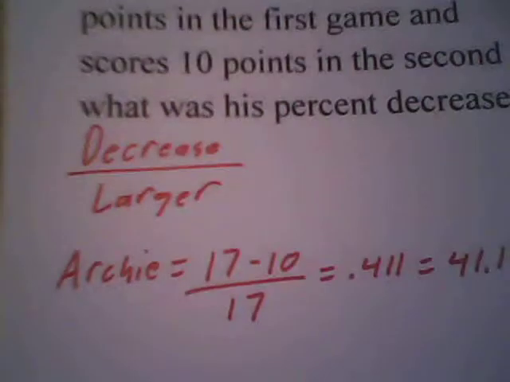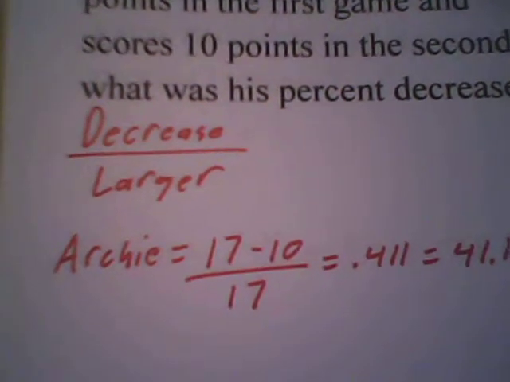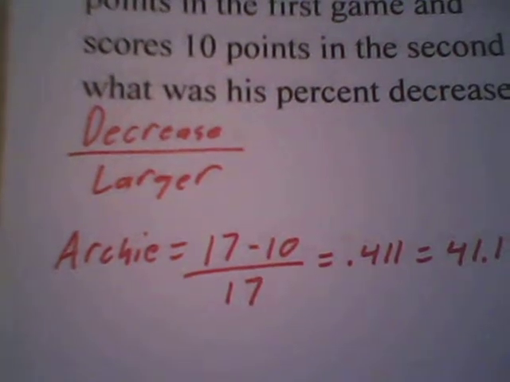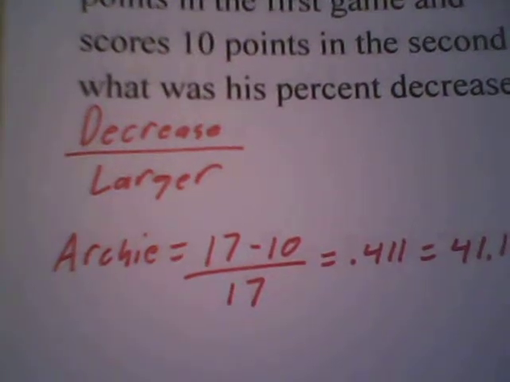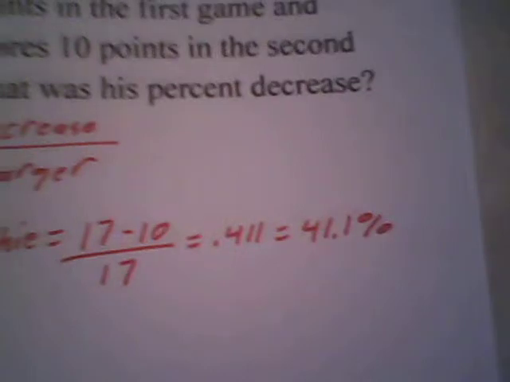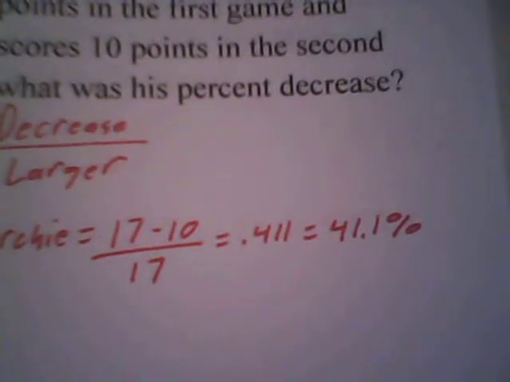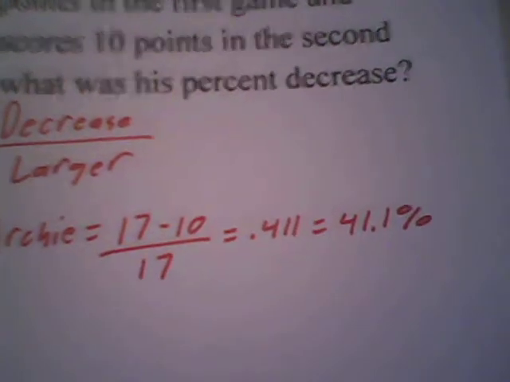So Archie had 17 points in his first game and 10 points in his second. So 17 minus 10 left us with 7. 7 over the larger number 17 leaves 0.411, or 41.1%. Hope this helps clarify some of the percent increase and percent decrease problems that we've been seeing.